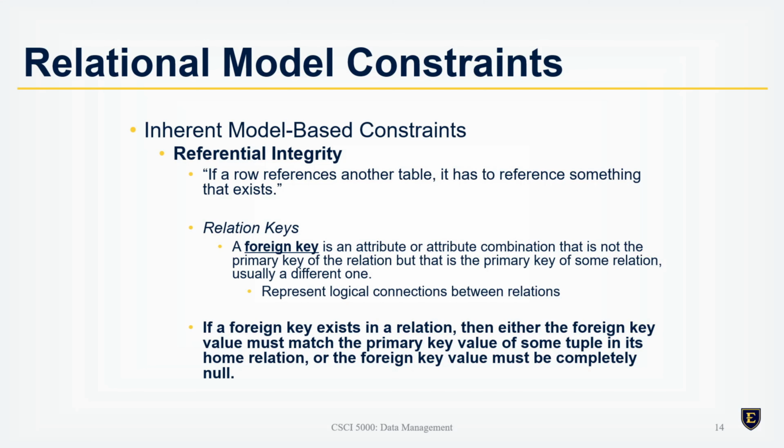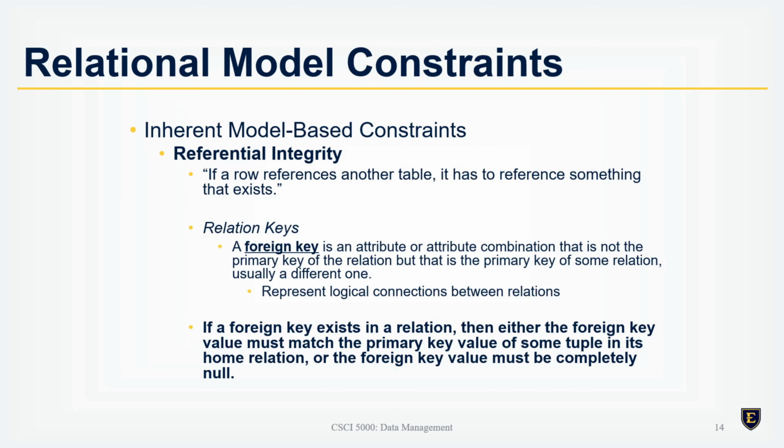So if a foreign key exists within a relation or a table, then either the foreign key value has to match the primary key value of some other table, or the foreign key value must be completely null. So you can have null foreign keys, and that just indicates that the relationship between the row in this table and the row in the foreign table, or the table that's being referenced, just doesn't exist. If a relationship doesn't exist, then it would be null.